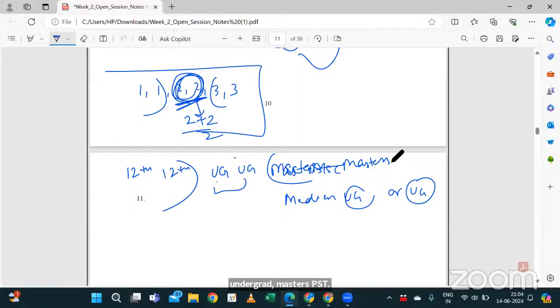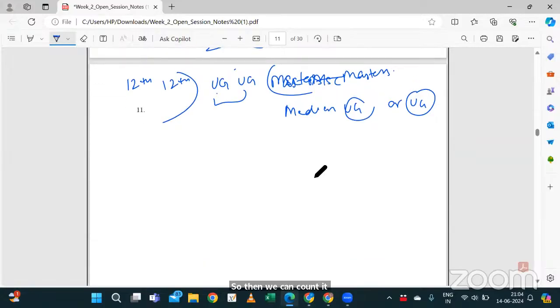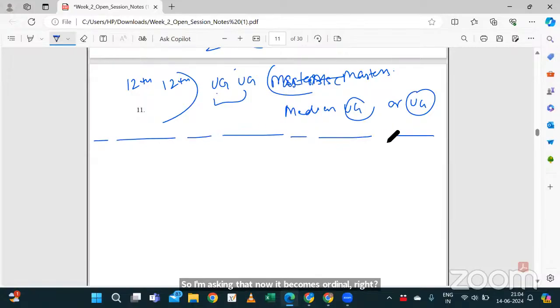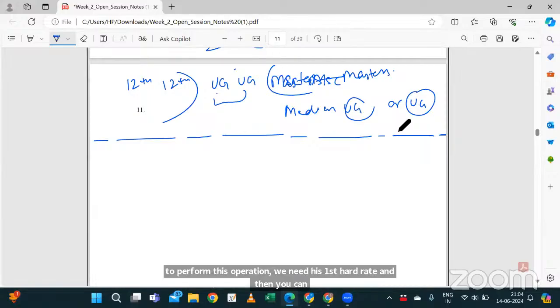Then we can count it under the category of nominal. Sorry, this is under ordinal, because now we can categorize them according to their superiority. Now it becomes ordinal, because we can rank them according to their superiority, like 12th, UG and then PG. Yes, this is ordinal itself. So to perform this operation, we need to first order it, and then only we can go for it.